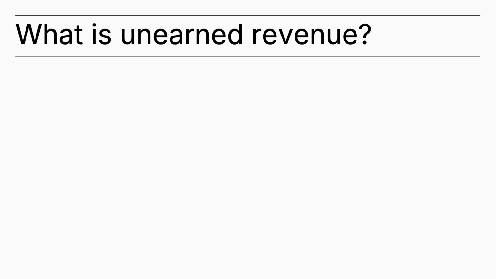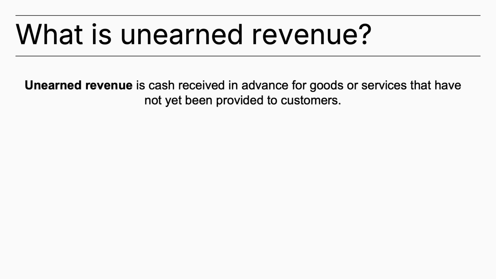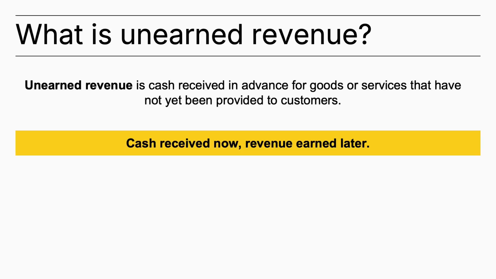Before we look at an example, let's first define what unearned revenue is. Unearned revenue is cash received in advance for goods or services that have not yet been provided to customers. In other words, cash is received now, but revenue is earned later.